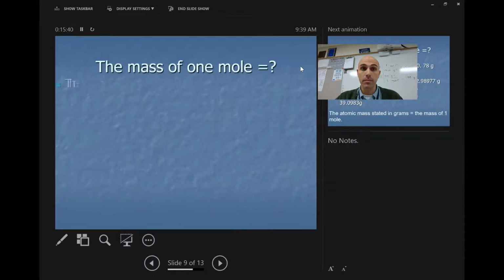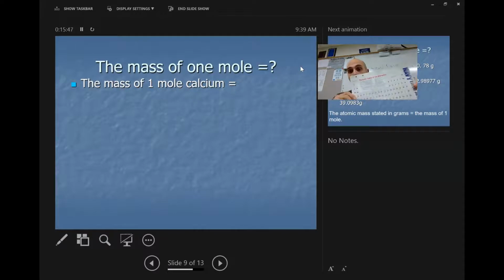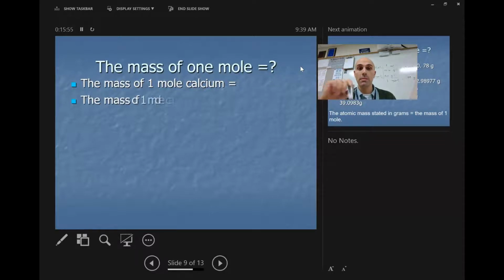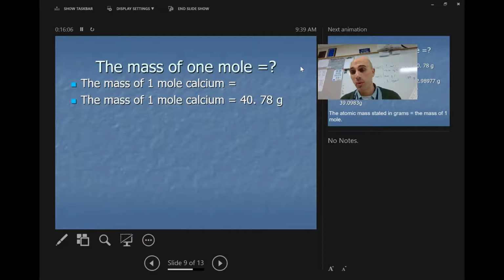All right, so practice with me. Get out your handy dandy periodic table. What's the mass of 1 mole of calcium? Look it up. Ca. The mass of 1 mole of calcium is 40.78. Yours may say 40.08. You could just change that on your periodic table. I apologize. Some periodic tables it's 0.78, some are 0.08.